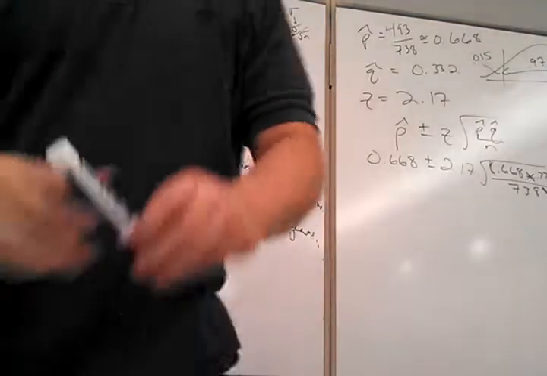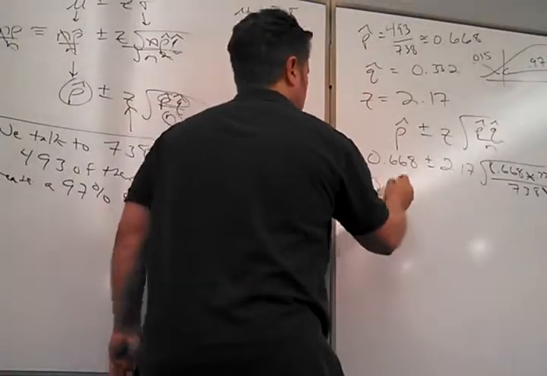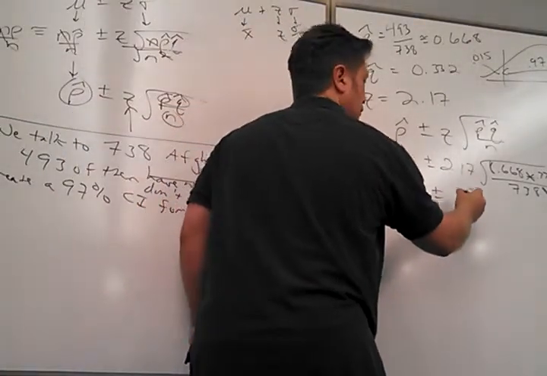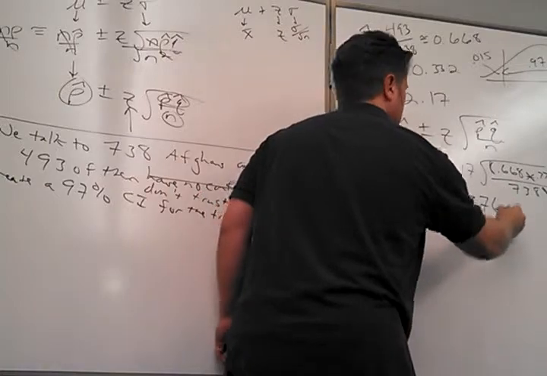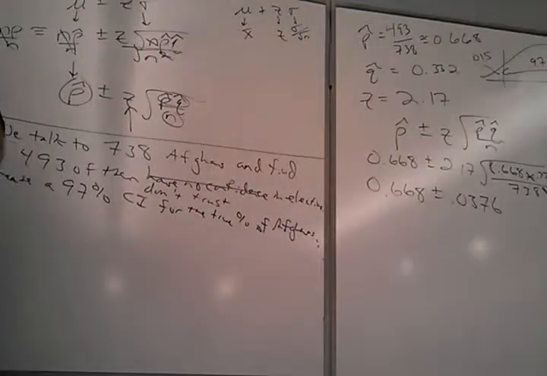Okay, maybe. So it's going to be 0.668, give or take 0.0376. And now you just got to add it, subtract it. Is that cool?